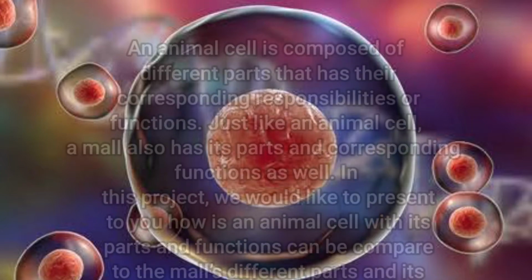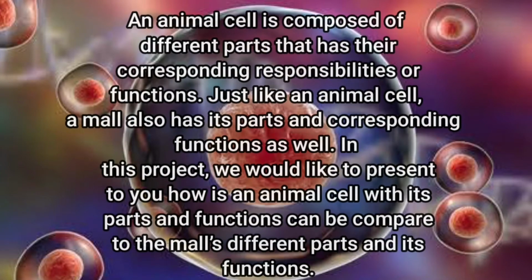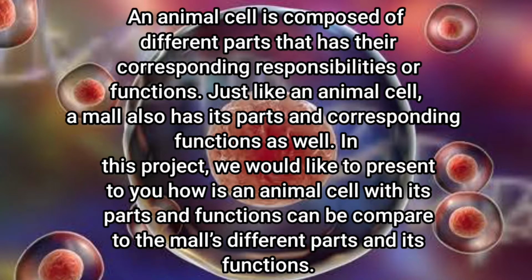An animal cell is composed of different parts that have their corresponding responsibilities or functions. Just like an animal cell, a mall also has its parts and corresponding functions as well. In this project, we would like to present to you how an animal cell with its parts and functions can be compared to the mall's different parts and its functions.